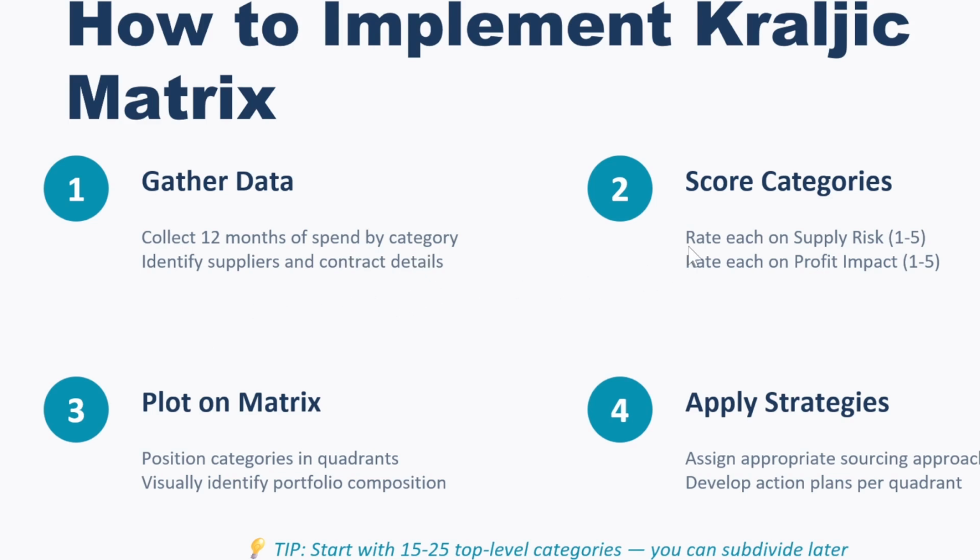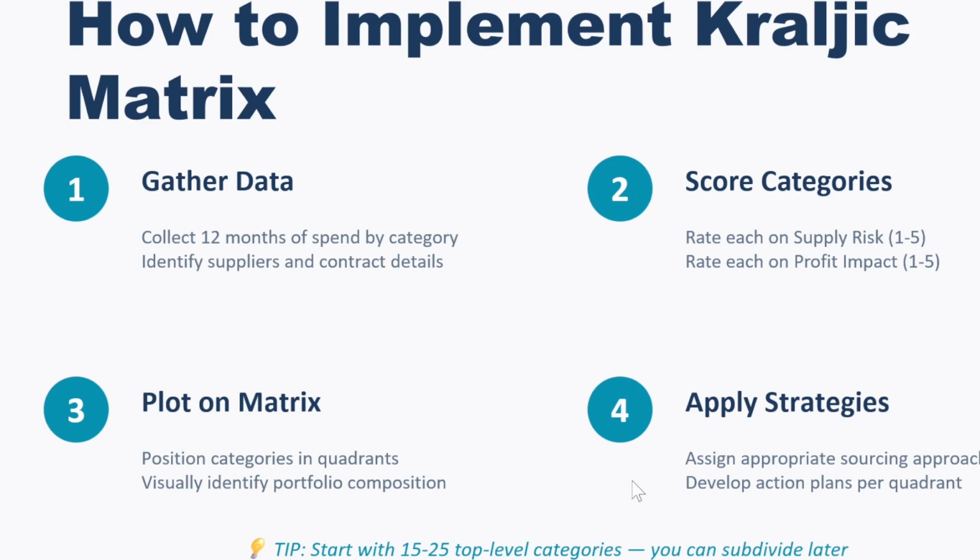After that, you need to score the categories. There are certain factors which we are going to use in our Excel. I will show it to you over there. You need to rate each of the categories for the supply risk and for the profit impact. Then you need to create a scatter plot diagram or a 2x2 matrix diagram and position each of your categories and check whether they are falling on the non-critical, leverage, bottleneck, or critical item quadrant.